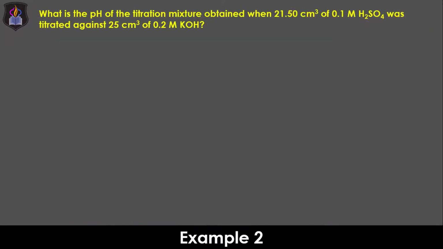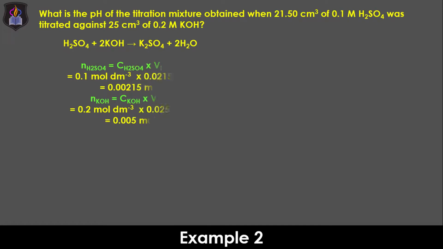Example 2. What is the pH of the titration mixture obtained when 21.50 cm cube of 0.1 molar H2SO4 was titrated against 25 cm cube of 0.2 molar KOH. Just like the previous question, we write the equation of reaction between sulfuric acid and potassium hydroxide to form potassium sulfate and water. From the balanced equation of reaction, the mole ratio of the acid to base is 1:2.